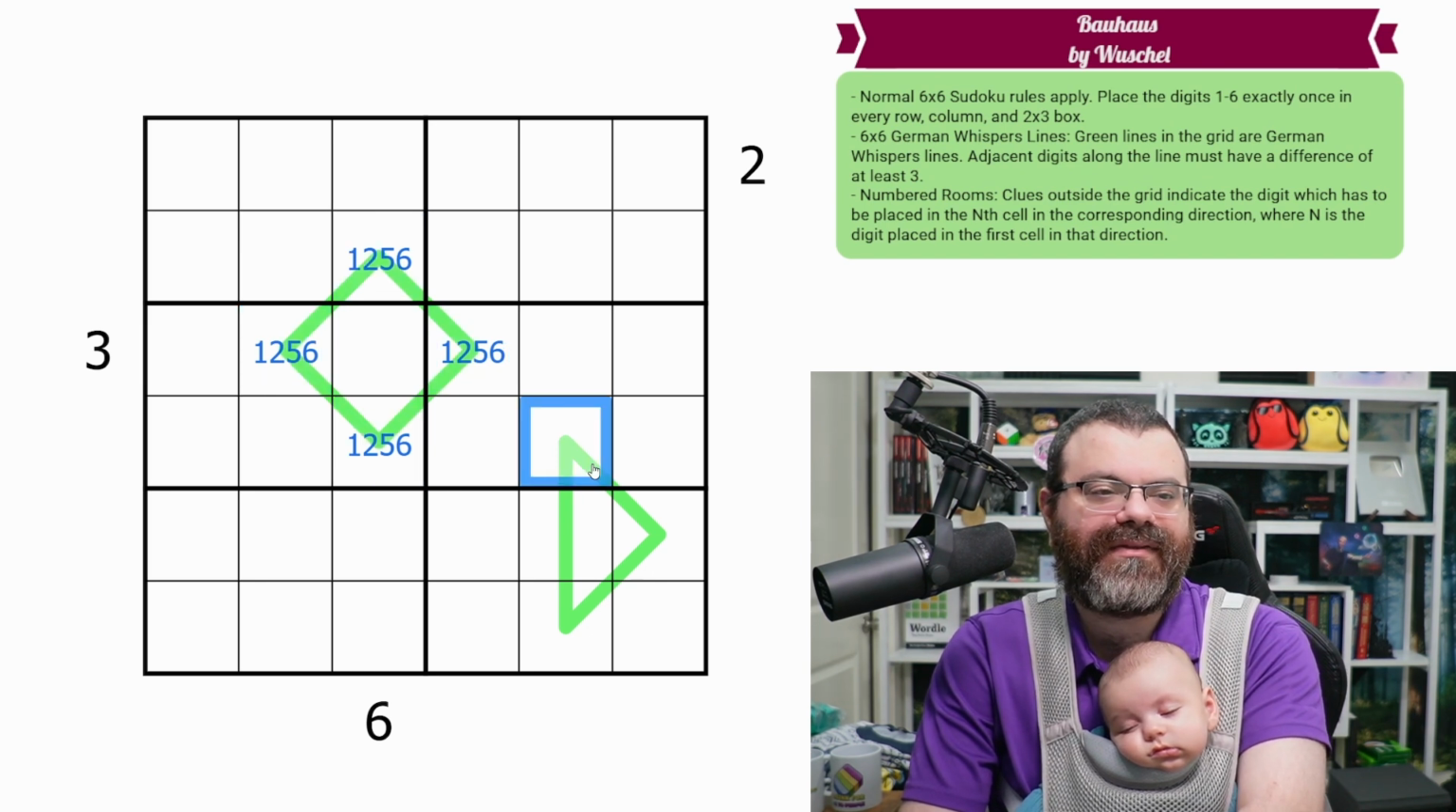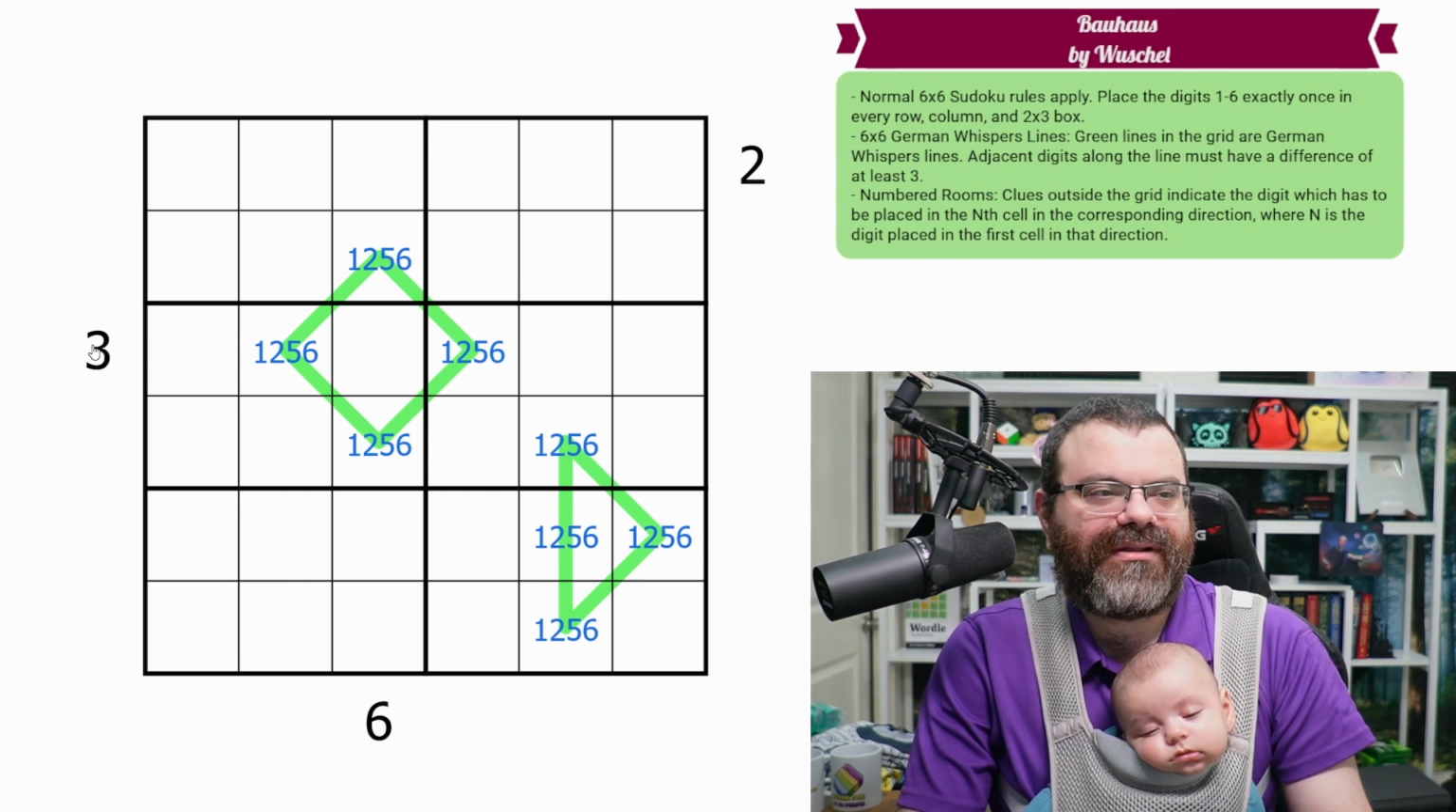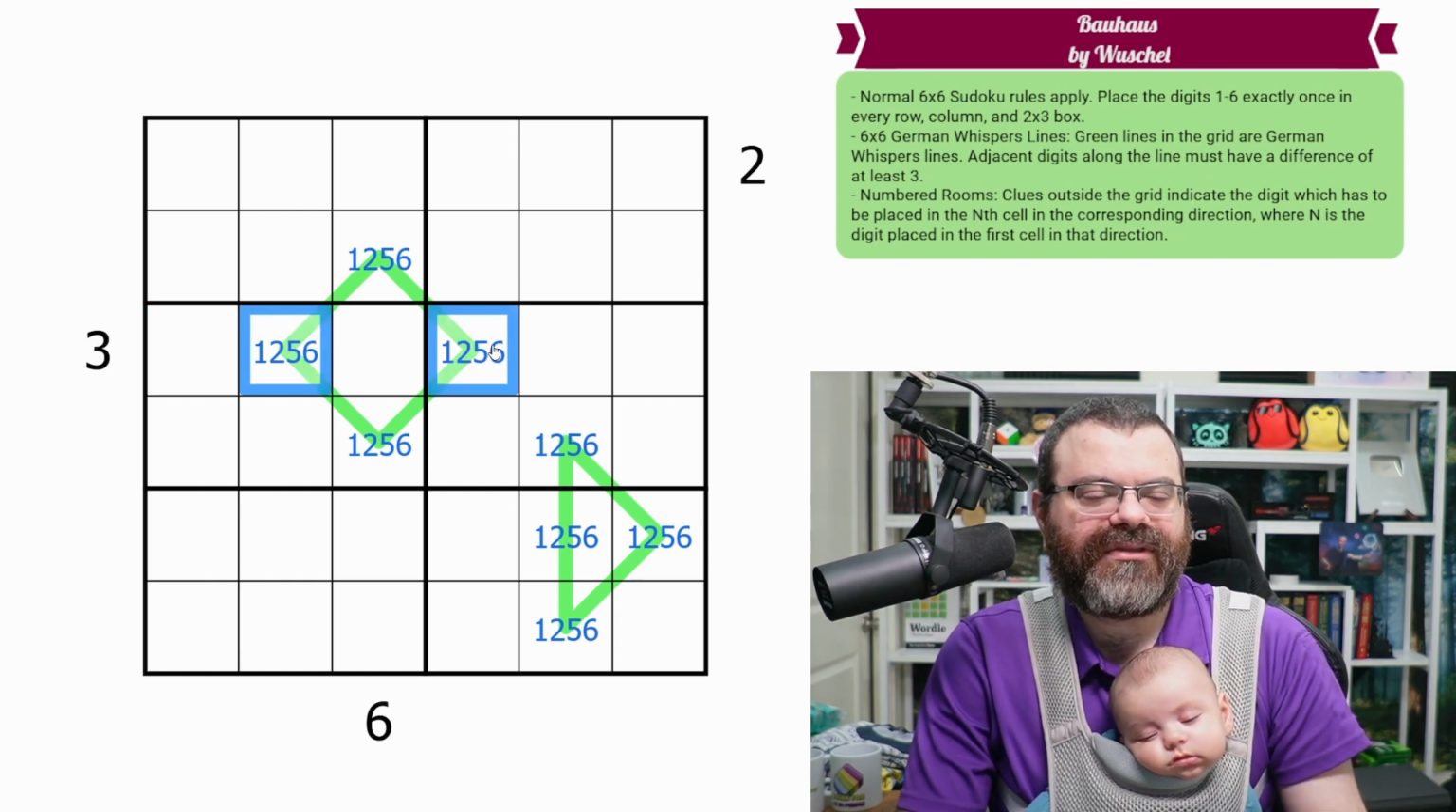And it's the same thing here. This would double up here. This would double up here. This would double up here. And this would double up here. So these are all 1, 2, 5, 6s. 3s and 4s are limited. Which makes me want to look at this 3 clue here. Because we can't put a 3 in either of these.